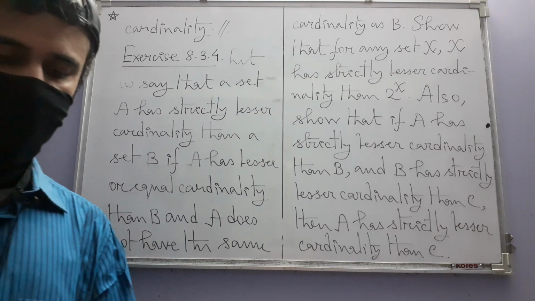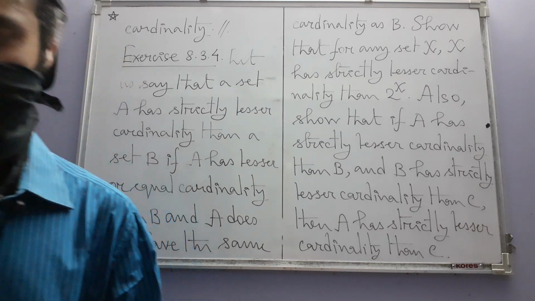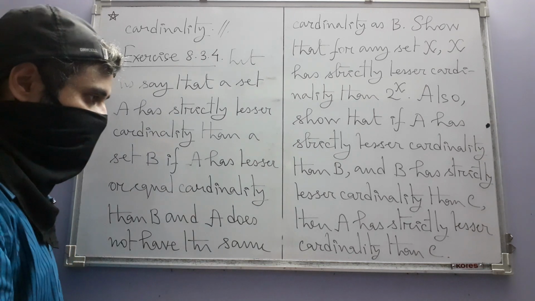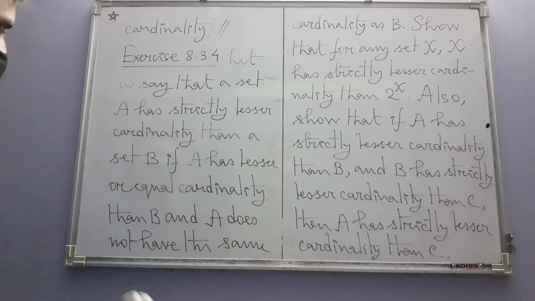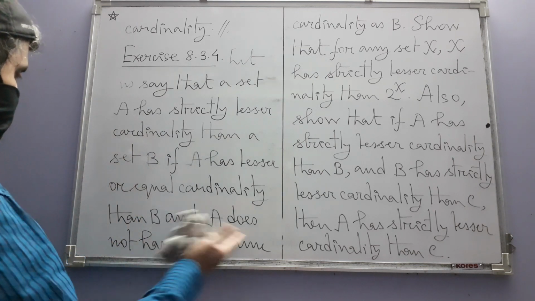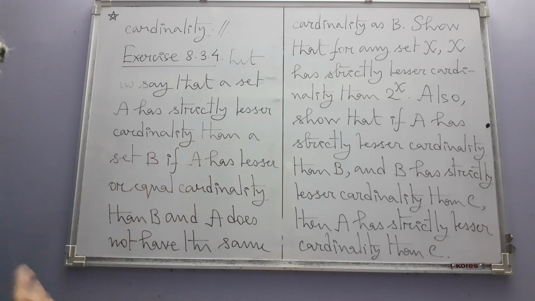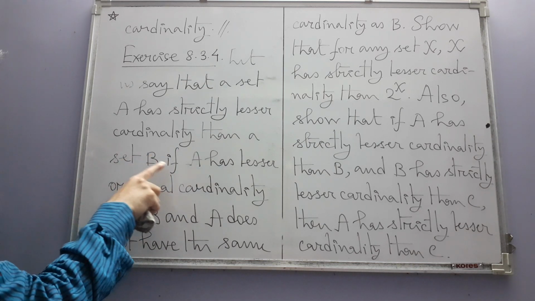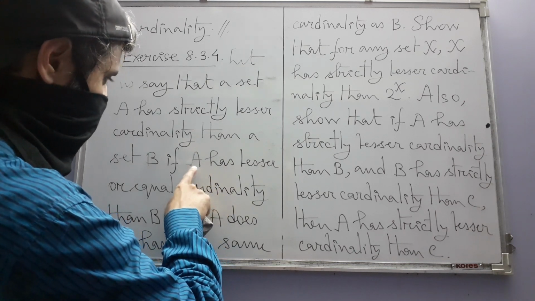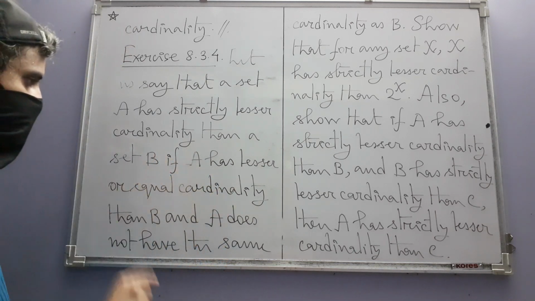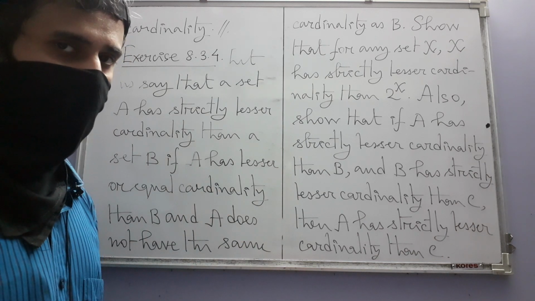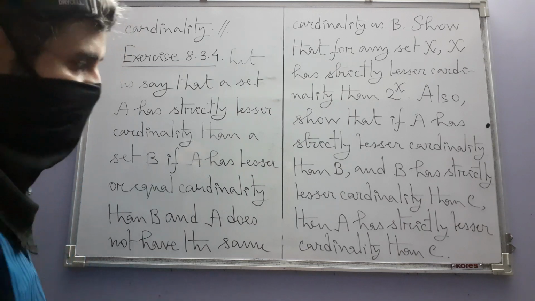The solution is actually quite easy because the hard part we have already completed in one of the theorems. Oh, okay, so you understand what this thing means. A having strictly lesser cardinality than B means that there is an injective function from A into B, but there is no bijective function between A and B. That's what this thing means.